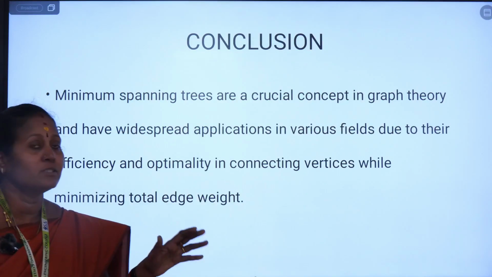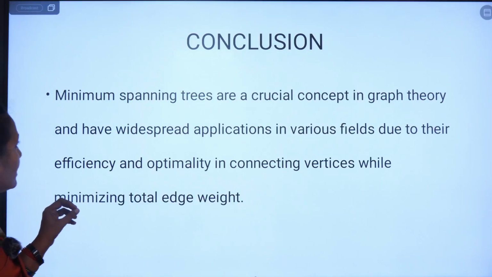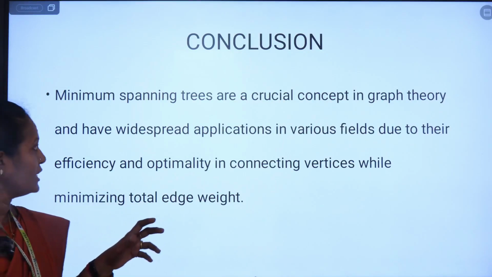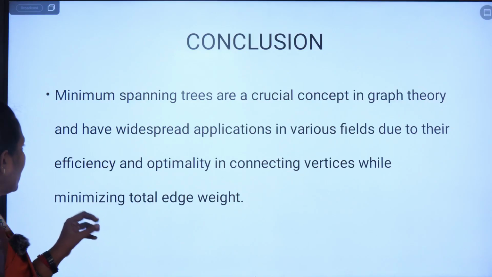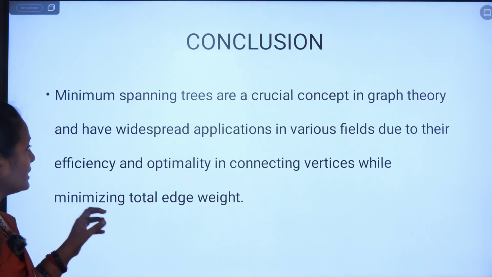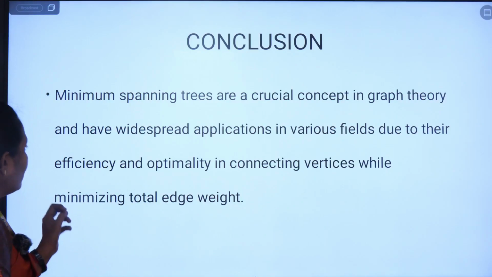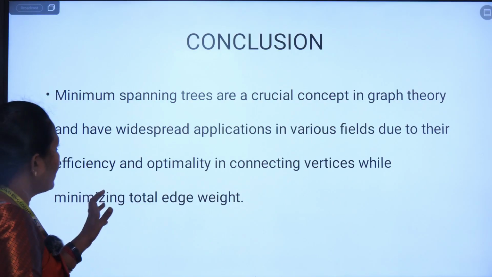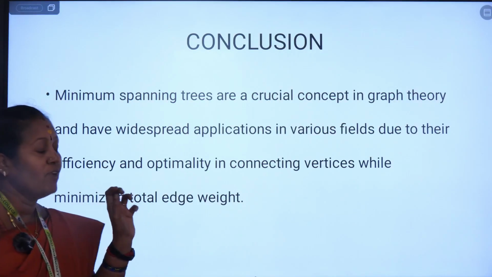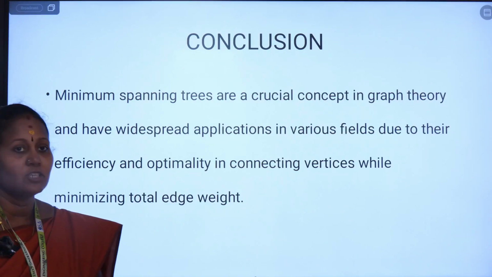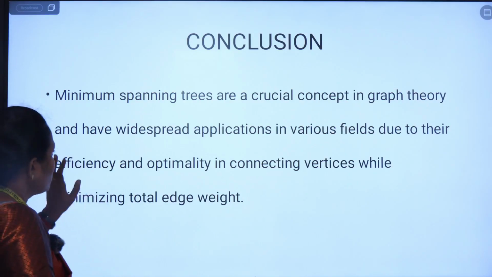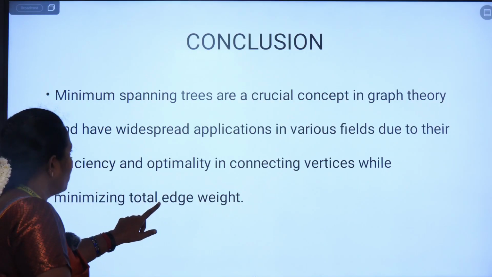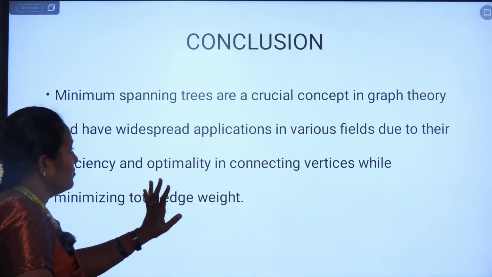So what is the conclusion of this minimum spanning tree? Minimum spanning trees are a crucial concept in graph theory and have widespread applications in various fields due to their efficiency and optimality in connecting various vertices while minimizing the total edge weight. So here this minimum spanning tree is used in various fields like transportation and many other things. Okay, so here the main thing we are going to do is minimize the total edge weight on the optimality in connecting vertices.